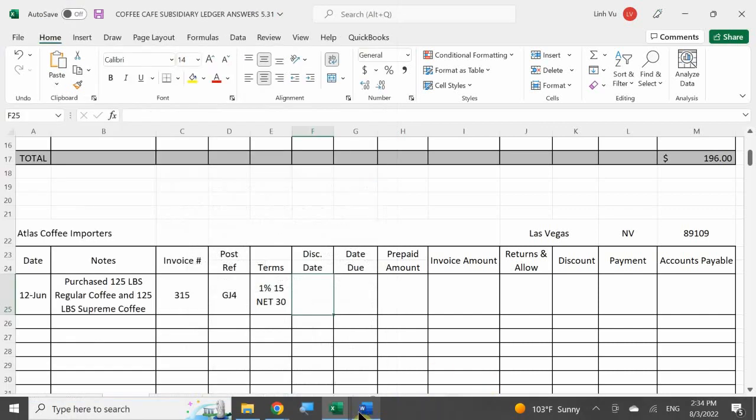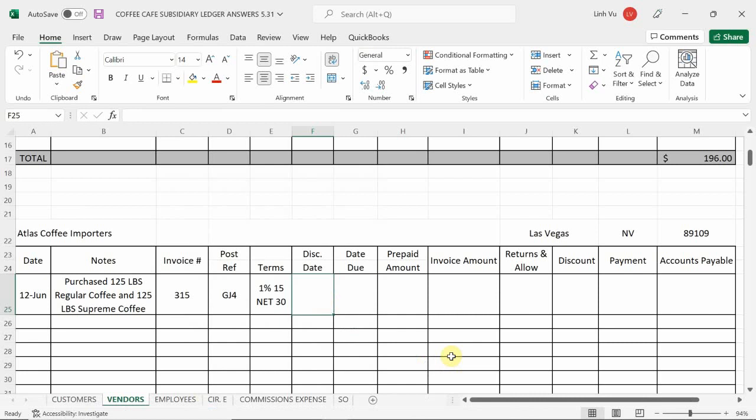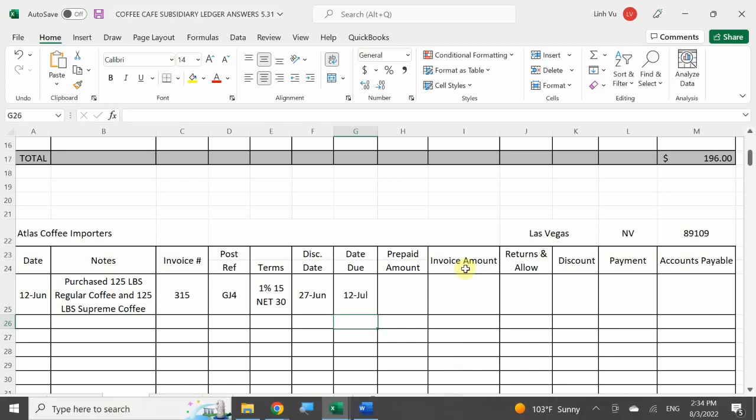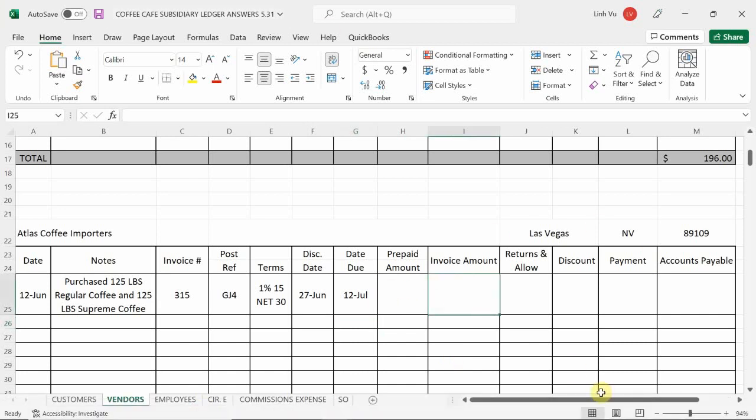So, what is 15 days from now? When's my actual discount due date? 27. And when is the actual bill due? The 11th. The 12th, because there's only 30 days in June. Okay. All right. What was the total invoice amount for? $362.50.